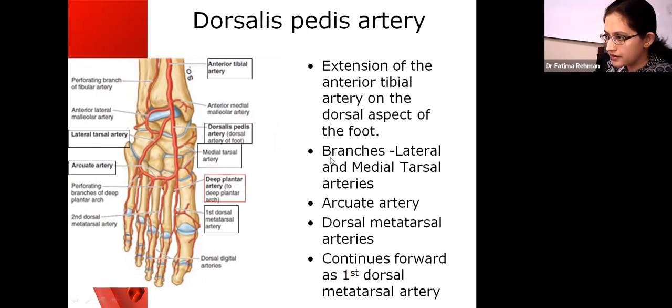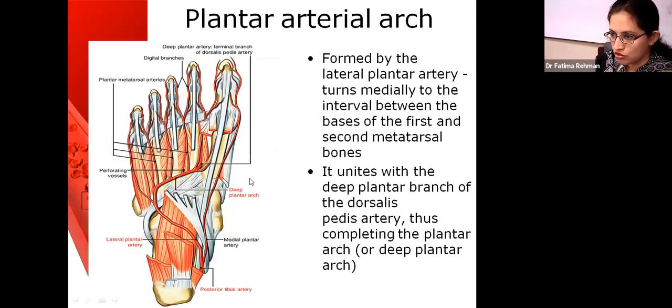Okay, so I guess all your queries till now are clear. So we will be moving on further. Quickly, we are proceeding towards the plantar arterial arch. Now, the plantar arterial arch is basically formed by the lateral plantar artery.